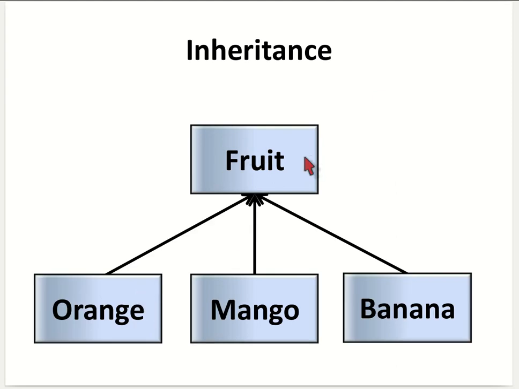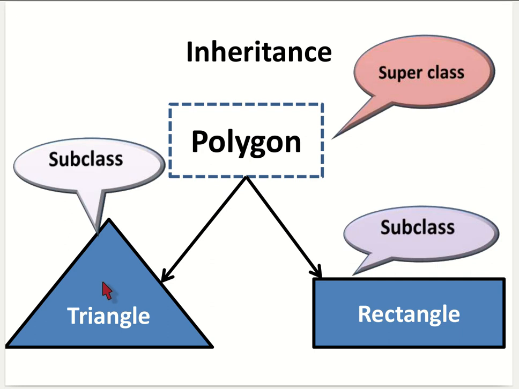Here is another example, the fruit class. If it is a fruit, it has certain characteristics. If it is a banana, then it has its own unique characteristics like the color, etc., and it has the inherited characteristics from the fruit also. Mango has its own characteristics as well as inherited ones. Orange also has its own unique characteristics and inherited ones.